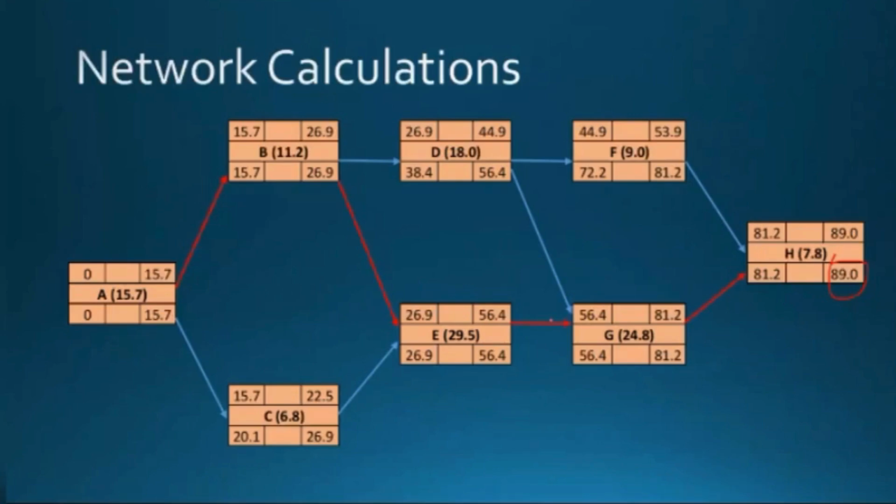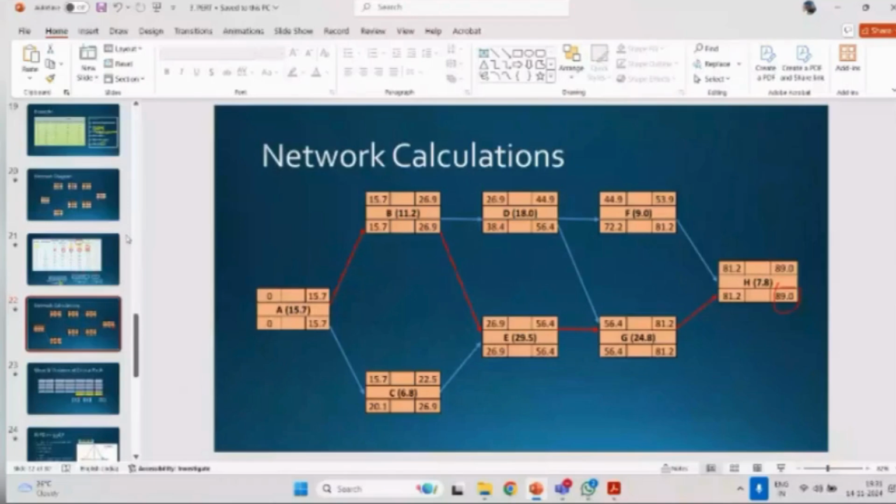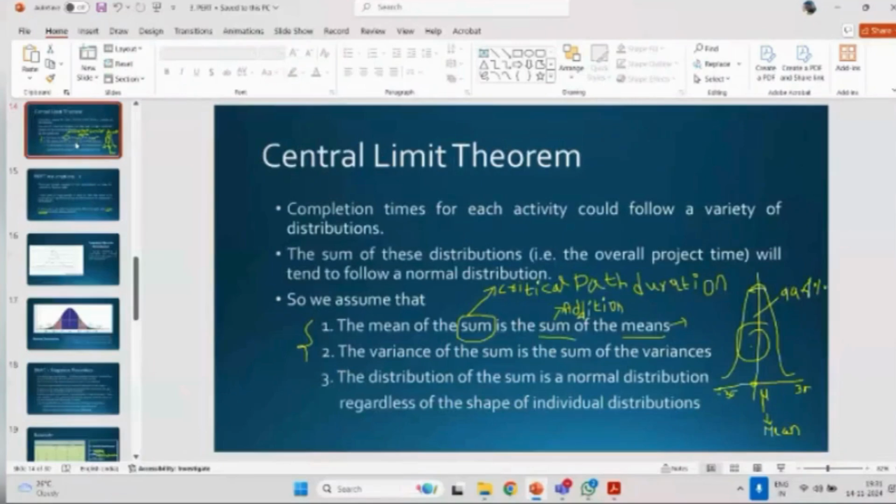Now we are going to bring in the central limit theorem. Let me go back to the central limit theorem. It says the mean of the sum, and the sum here means the critical path. So from now onwards, we are going to calculate only the critical path and consider the individual activities in the critical path. The critical path here is A, B, E, G, H. So we filter out A, B, E, G, H and all the corresponding values: expected duration, standard deviation and variance of these critical activities alone.